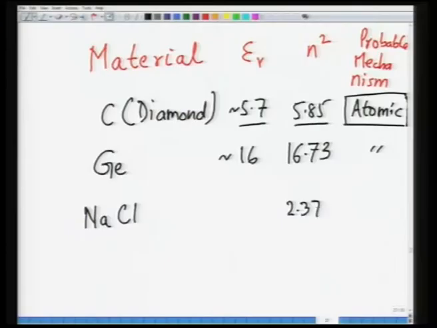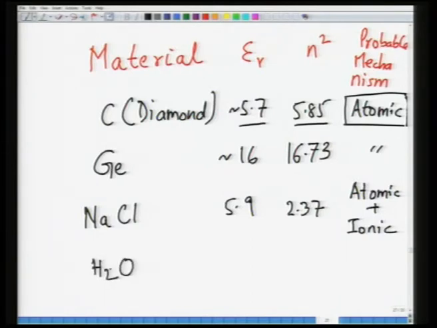So, let us see what is the difference between n square and epsilon r. N square for this is 2.37. If it had only atomic polarization, epsilon r should be approximately equal to this, but the measured epsilon r is 5.9, which is more than 2 times this value. So, as a result, this will have atomic plus ionic. And then you have the example of water.